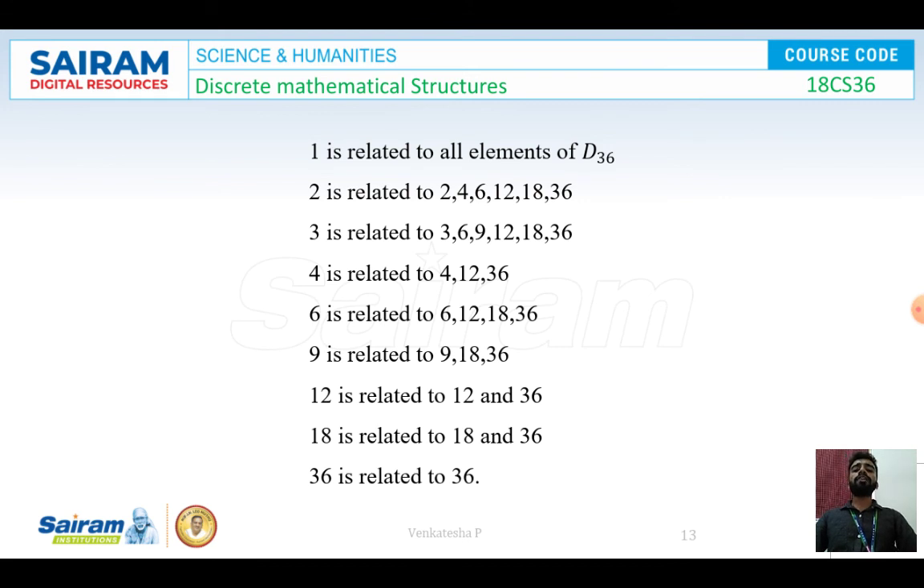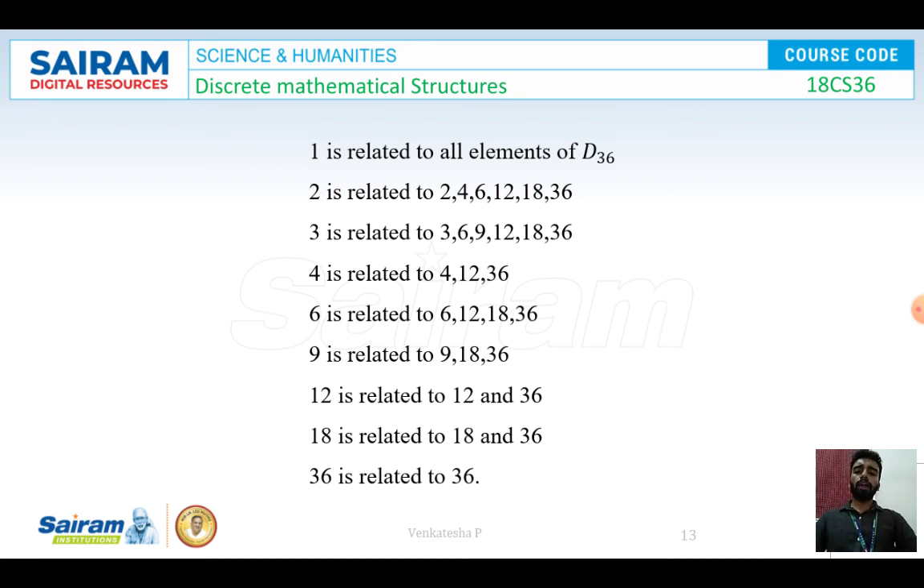So first, obviously 1 divides all the elements of the divisors of 36. So the first thing is clear here. Next, 2 divides 2, 4, 6, 12, 18, 36. And similarly 3 divides 3, 6, 9, 12, 18, 36. 4 divides 4, 12, 36. 6 divides 6, 12, 18, 36. 9 divides 9, 18, 36. 12 divides 12, 36. 18 divides 18, 36 and 36 divides 36 here.